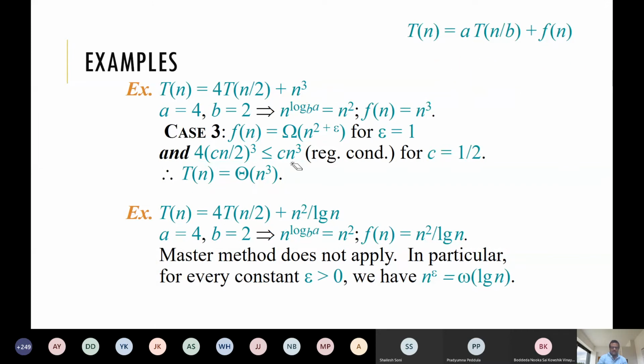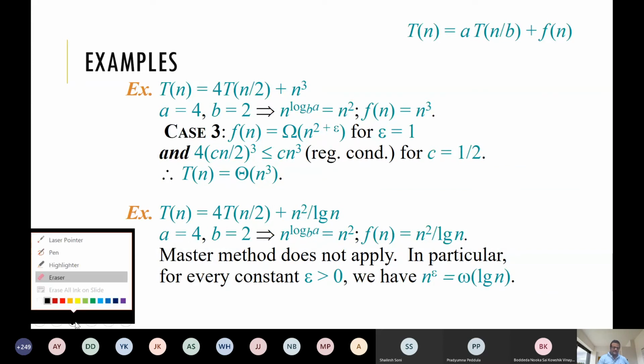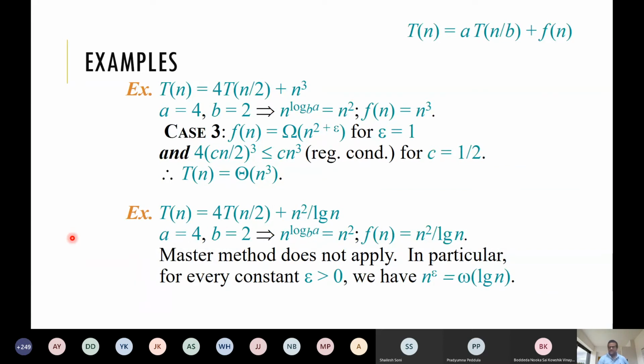Yeah, so I have it all. So now, if you take this example of the recurrence, T(n) = 4T(n/2) + n²/log n. Now, what is a, what is b? n to the power log_b a is n². So, what is f(n)? f(n) is n²/log n. So, which case? Can you think of which case this is?